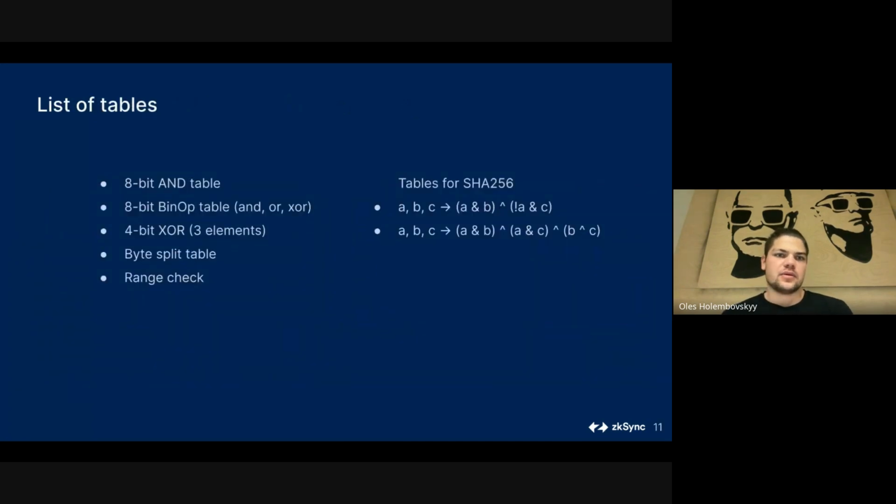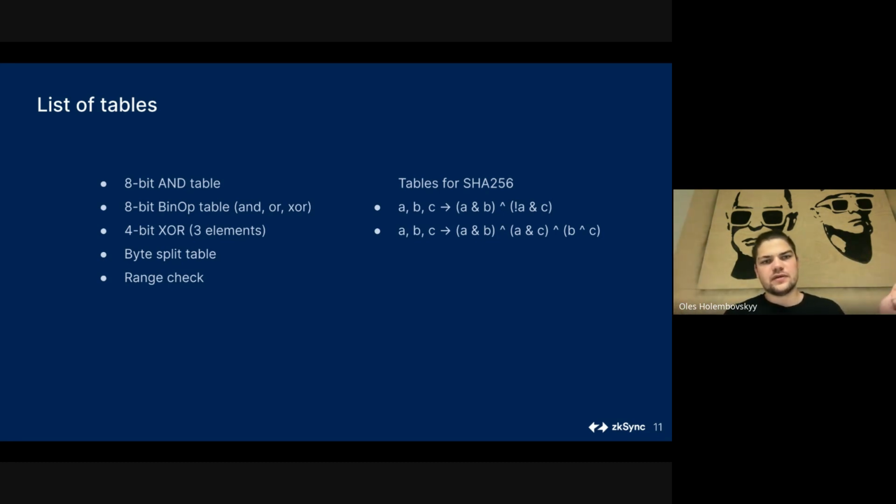Okay, and now, what tables do we have? It's the 8-bit AND table and the 8-bit binop table. You put in 2 arguments and then you receive AND, OR, and XOR concatenated. So then you can split and separate the AND result, the OR result, and the XOR result.